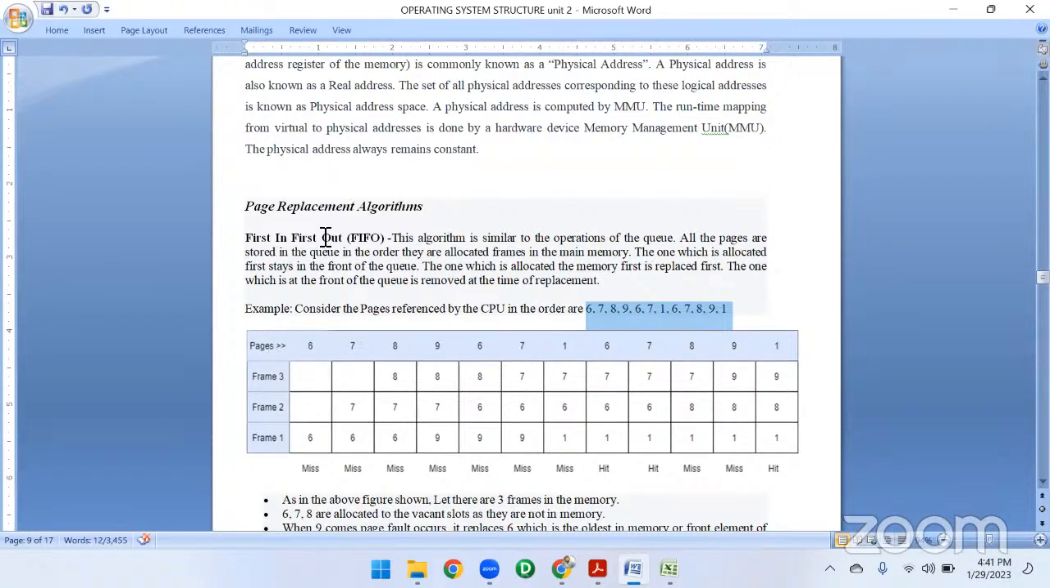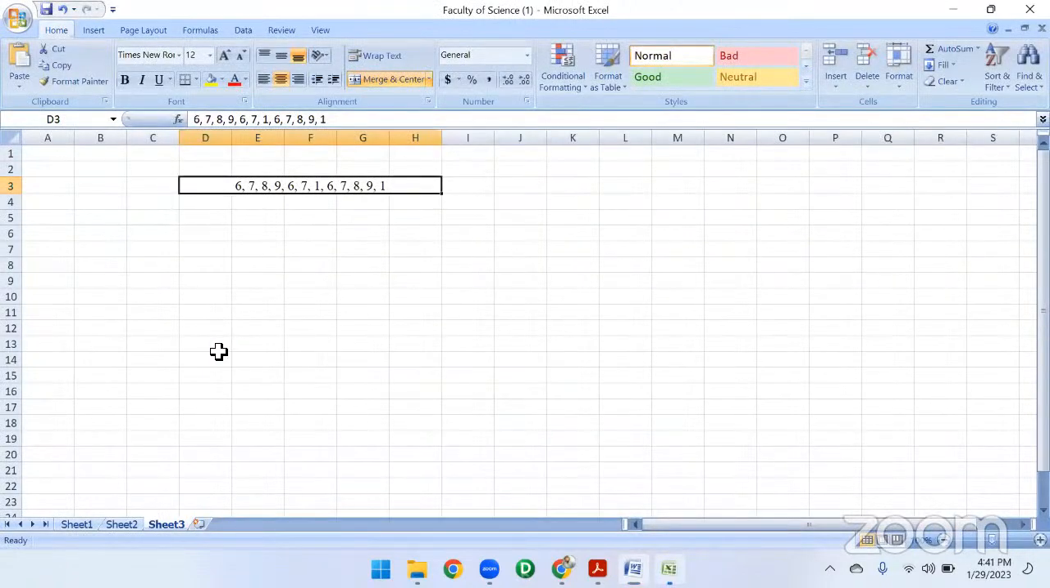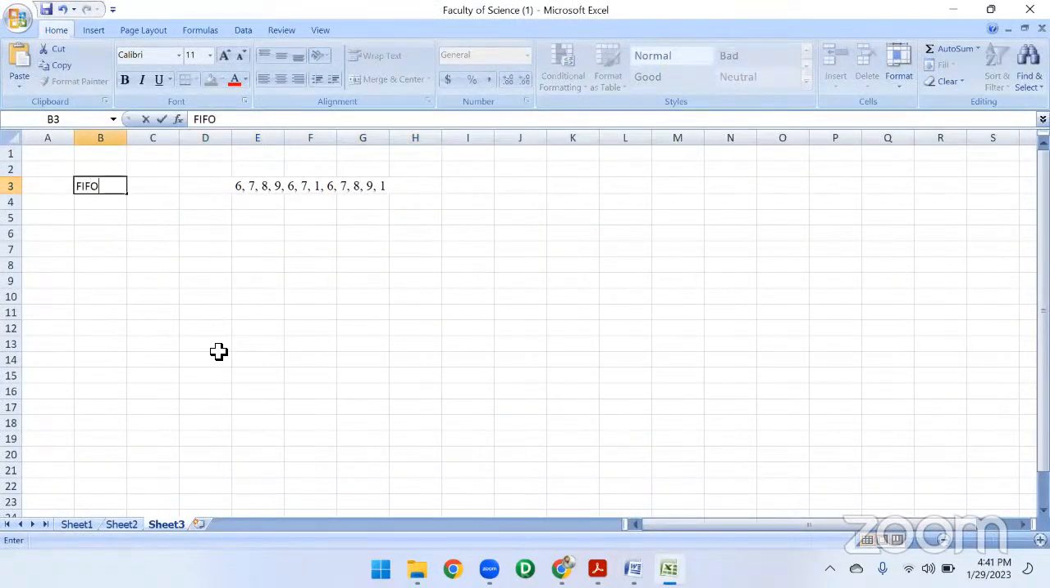Right. So the CPU will arrange like this. How the first in first out algorithm works, I'll explain to you. Let me take an example. This is frame 1, frame 2, frame 3. So I'm taking 3 frames.